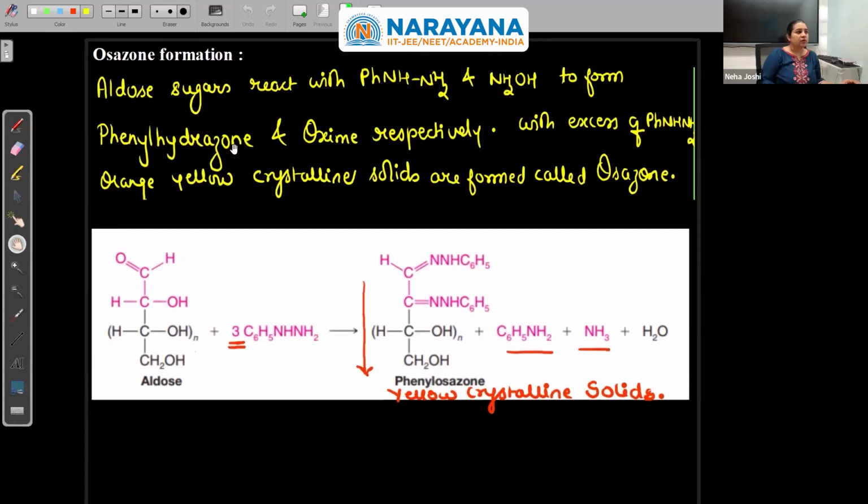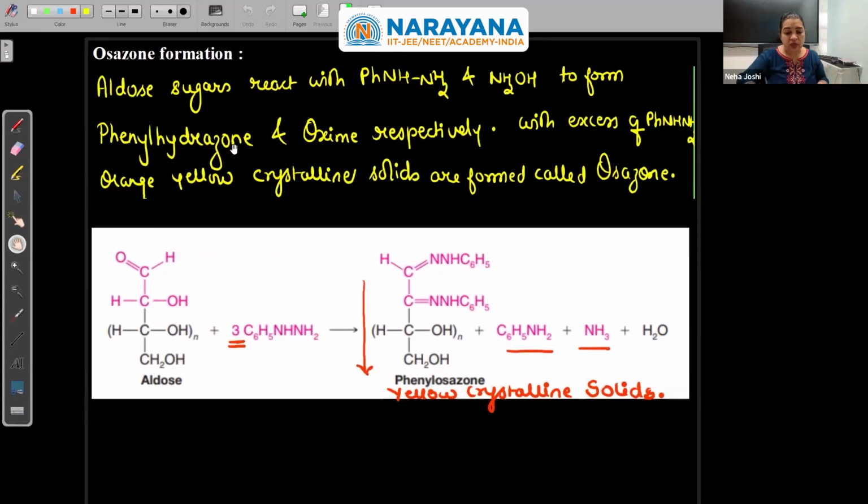So let's start. Yesterday we completed the entire carbohydrates chapter. One reaction which was neither in NCERT nor clearly mentioned in our brochure, but is one of the very important reactions, I just reviewed it. Okay, let us add this also. I'm adding this: osazone formation.